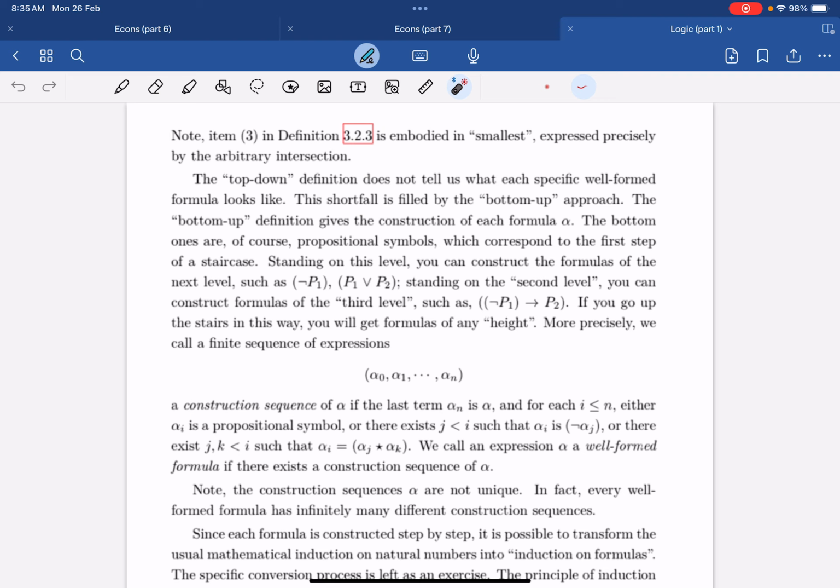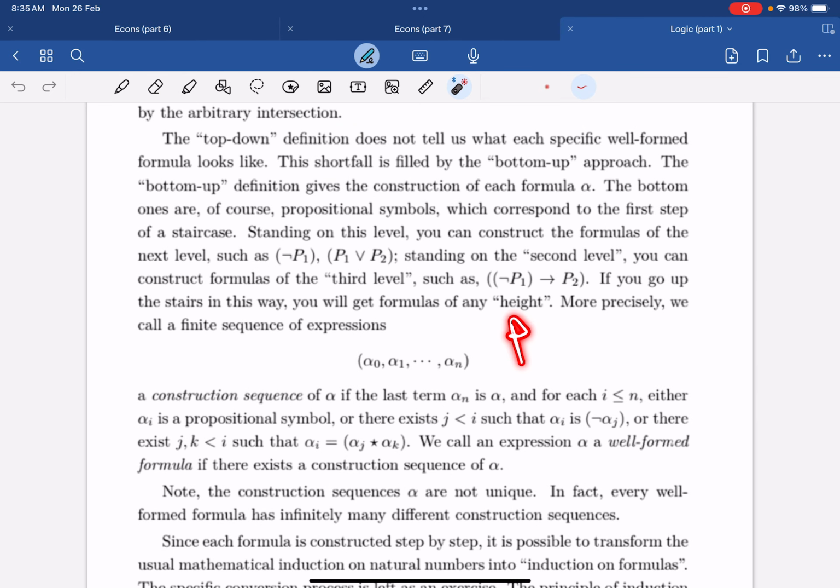The bottom-up one, of course, is where you imagine that you are inducting. So you've got P1, P2, P3 as all your base cases. And then you construct formulas from the previous line that you have, based on the propositional symbols, and then these will all be considered well-formed formulas. So you can keep going on, and that will give you more and more well-formed formulas based on the previous step.